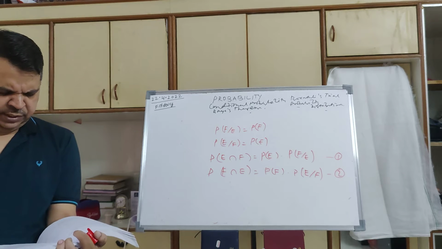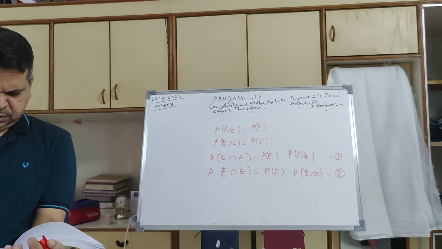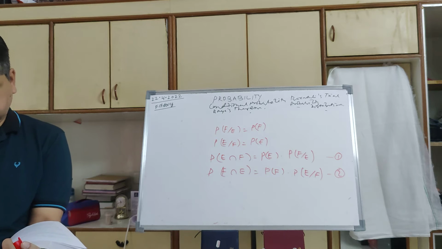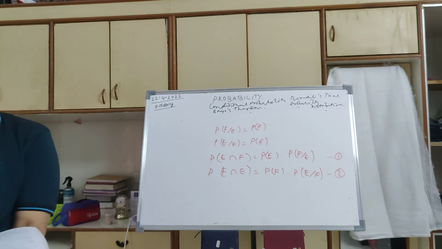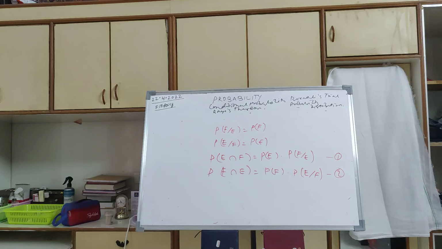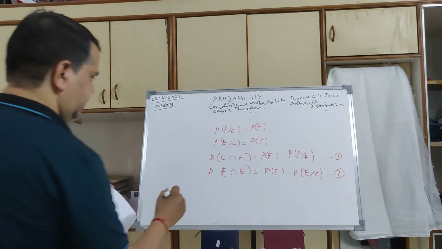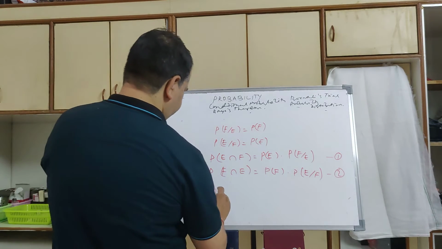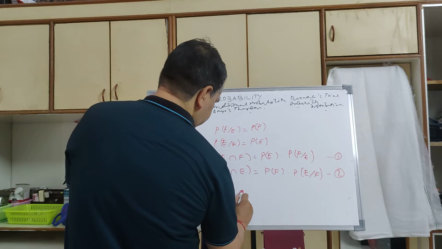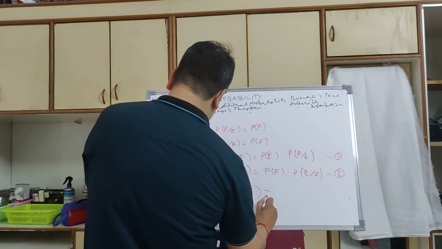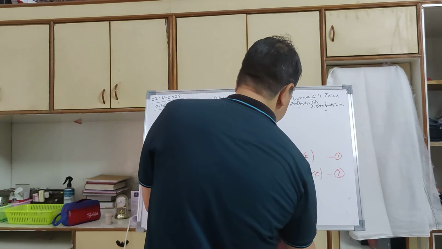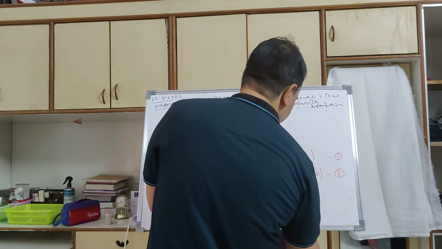Thus, using 2, the independence of two events is also defined as follows. Let E and F be two events associated with the same random experiment. Then E and F are said to be independent provided P of E intersection F is equal to probability of E into probability of F.